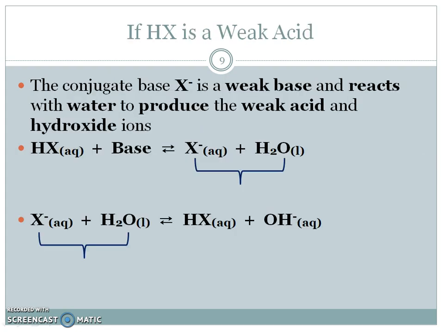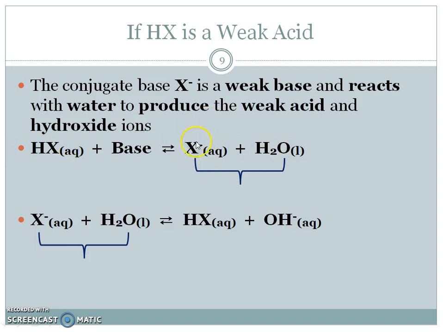Now, if HX is weak, if our acid is weak, the conjugate base that is formed will react with the water, push the reaction back to form more hydroxide ions. So here's our weak acid. It's reacting with some base. We form our conjugate base and water. It's a neutralization reaction. Okay, double replacement.